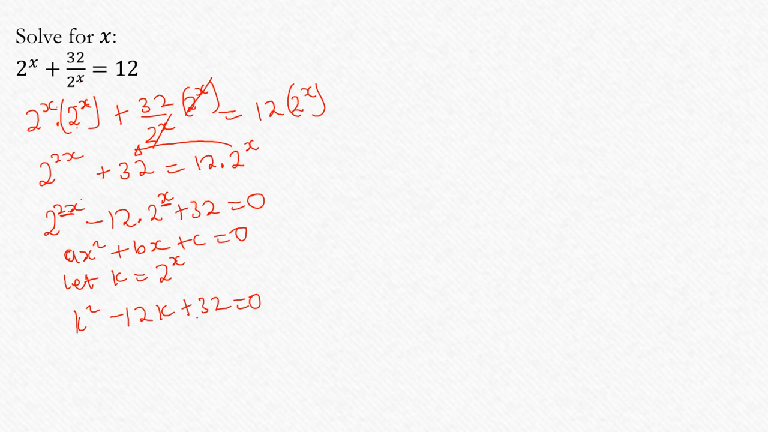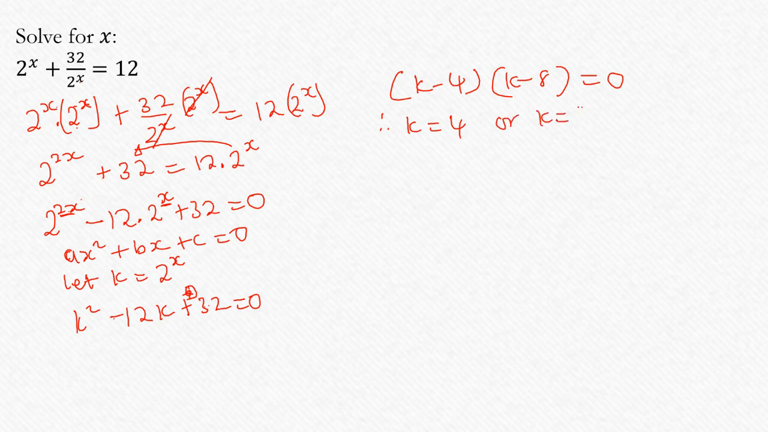Right, positive here means what? Positive means the two factors have the same sign. It can be negative, negative, or positive, positive. But here this negative confirms that actually the two factors are negative. So we're going to have our two brackets and then k. So it's going to be negative 8 and negative 4, because negative 4 times negative 8 is positive 32. Therefore, k is equal to 4 or k is equal to 8.